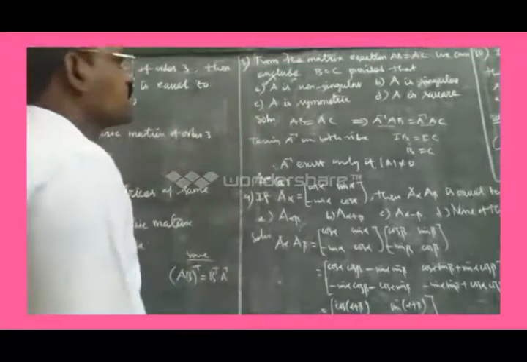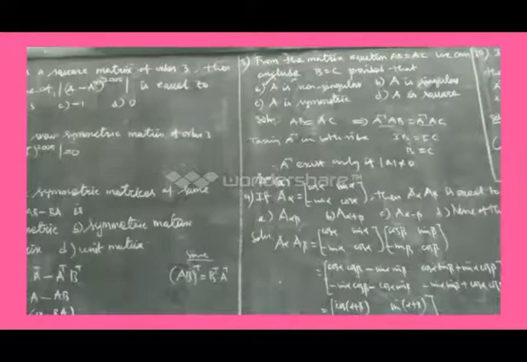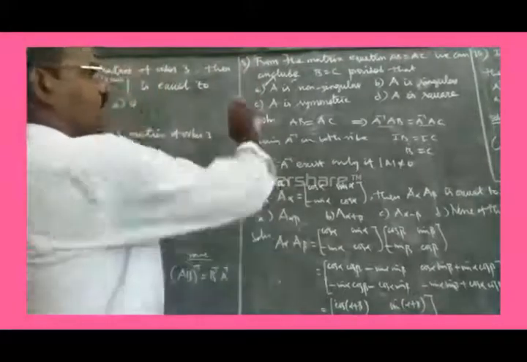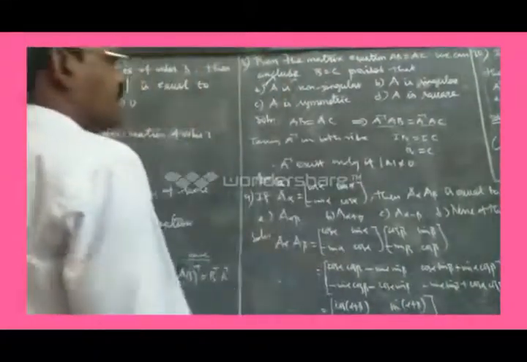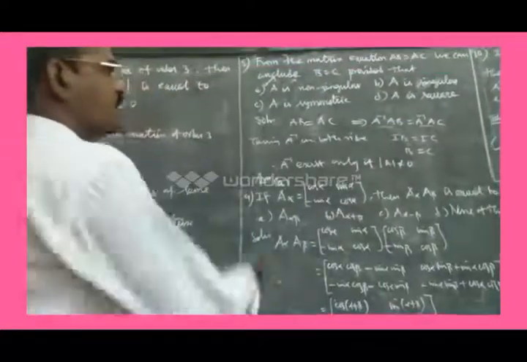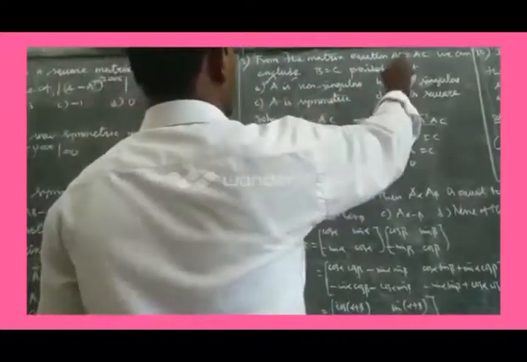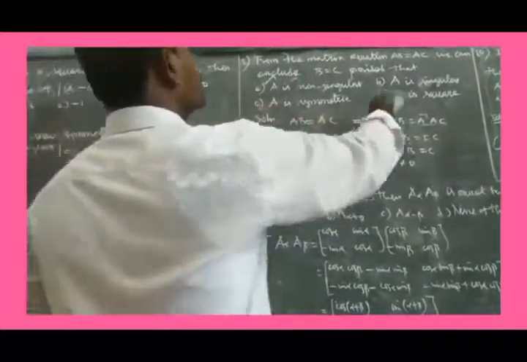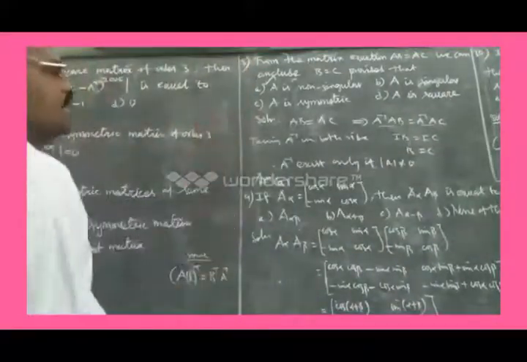Sixth one answer option B, seventh one option A. Eighth one: from the matrix equation AB equal to AC, we can conclude B equal to C provided that. First option A, capital A is non-singular. Option B, capital A is singular. Option C, capital A is symmetric. Option D, A is square.